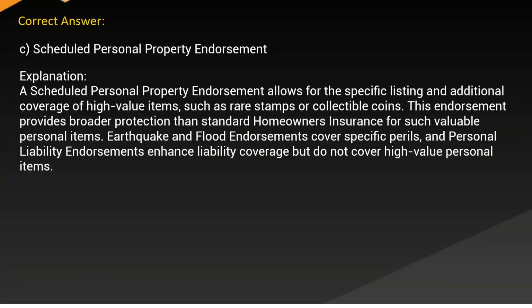Correct answer. C. Scheduled personal property endorsement. Explanation. A scheduled personal property endorsement allows for the specific listing and additional coverage of high-value items, such as rare stamps or collectible coins. This endorsement provides broader protection than standard homeowners insurance for such valuable personal items. Earthquake and flood endorsements cover specific perils, and personal liability endorsements enhance liability coverage but do not cover high-value personal items.